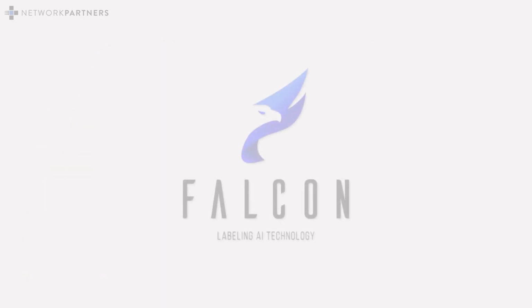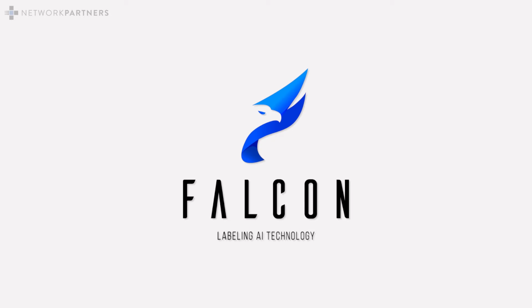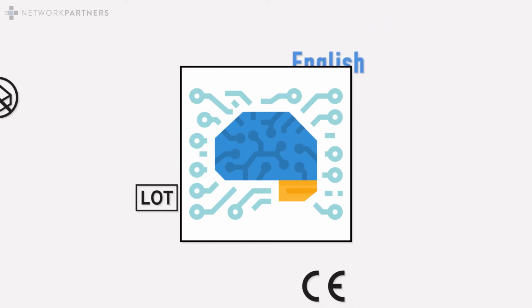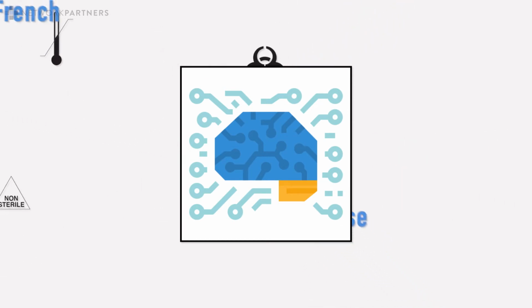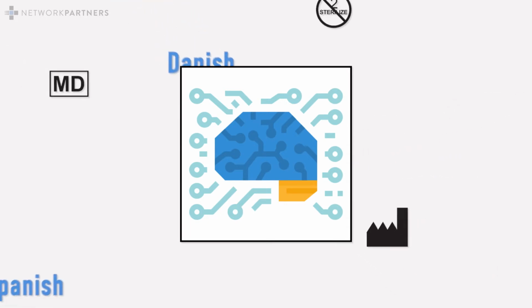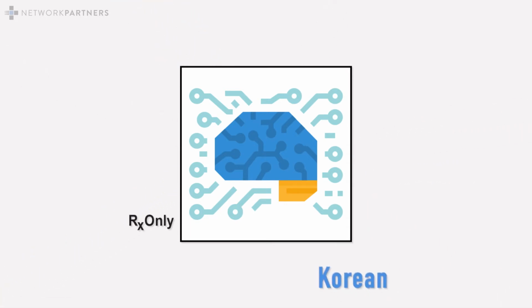Network Partners' label analysis tool, FALCON, addresses all of these issues. The AI behind FALCON has been taught the ISO standard and industry-recognized symbology. The AI recognizes all of the barcodes used in med device labeling, and the AI can also recognize all of the text in every language.